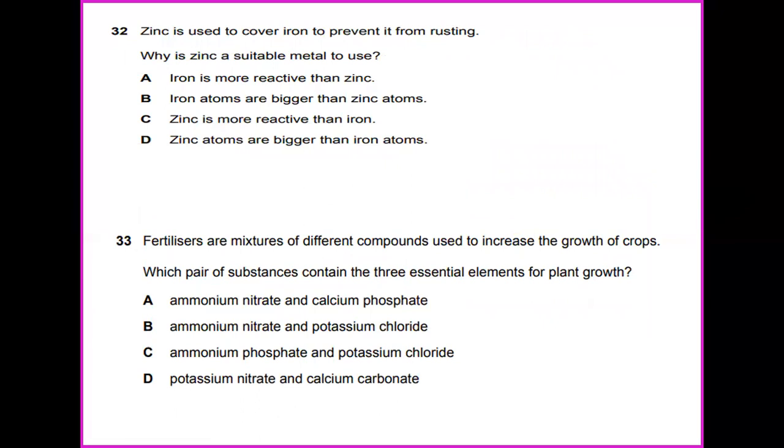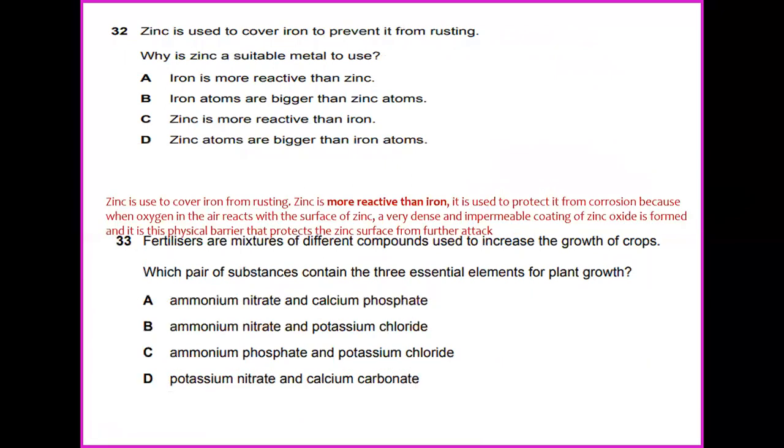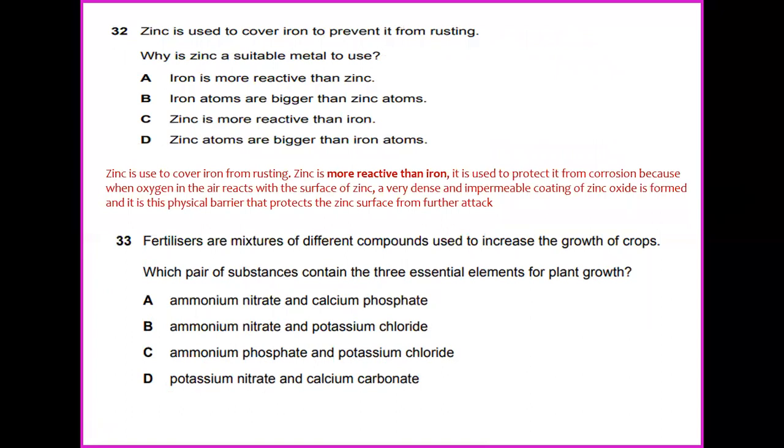Zinc is used to cover iron to prevent it from rusting. Zinc is used to cover iron from rusting because zinc is more reactive than iron. So it is used to protect it from corrosion because when oxygen in the air reacts with the surface of zinc, a very dense and impermeable coating of zinc oxide is formed. This is the physical barrier that protects the zinc surface from further attack. So the answer will be zinc is more reactive than iron.